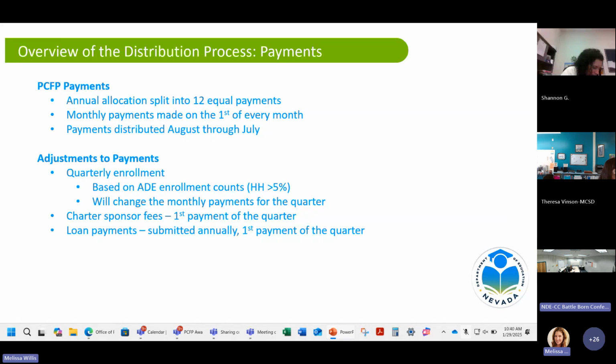Adjustments to payments can happen through quarterly enrollments, and we heard some information about that in the video. And again, you'll see that HH is my note to myself and to you that is the hold harmless to protect the consistency of your revenues coming in should your enrollment decline more than 5%. If you have an adjustment in enrollment, which most people do, as it fluctuates per quarter, that would affect the monthly payments for the next quarter.